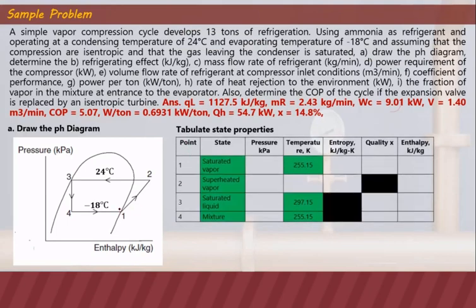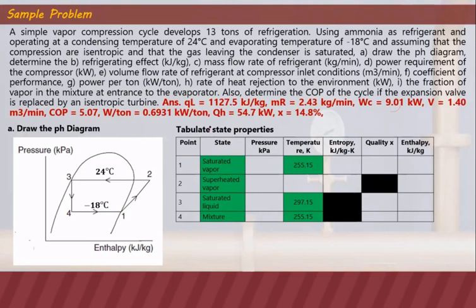At state 1, this is a saturated vapor. We have point, state, pressure, temperature, entropy, quality, and then enthalpy. These are the properties that we are going to get using our software or using the refrigerant table. So it's good to tabulate them so that it will be easier for us to track the properties, and thus easier for us also to get the unknown properties. We have this cycle with 4 points: point 1, 2, 3, and 4. That's why we have 4 points here in the table.